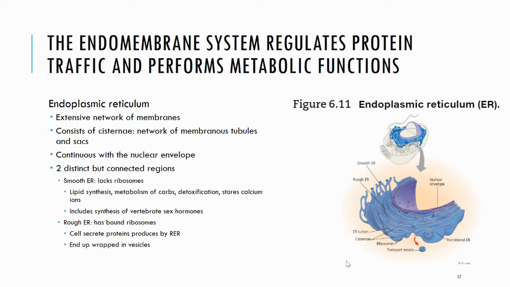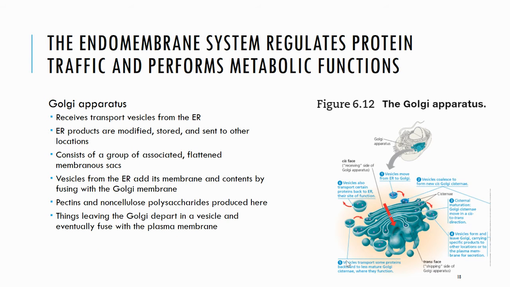They are a network of membranous tubules and sacs that are continuous with the nuclear envelope. And there are two distinct but connected regions. One is called the smooth endoplasmic reticulum because it lacks ribosomes. Its function is for lipid synthesis, metabolism of carbohydrates, detoxification, and storage of calcium ions. This does include synthesis of vertebrate sex hormones like estrogen and testosterone. The rough endoplasmic reticulum has bound ribosomes on it, and the cells secrete proteins produced by the rough ER, and they end up wrapped in vesicles.